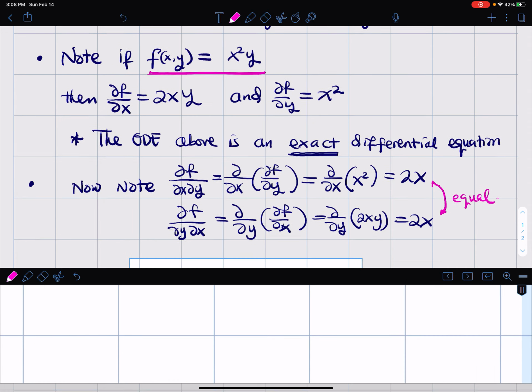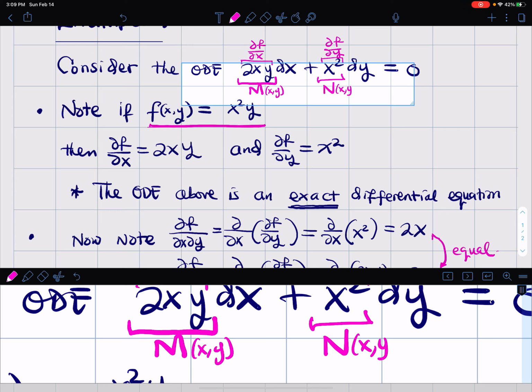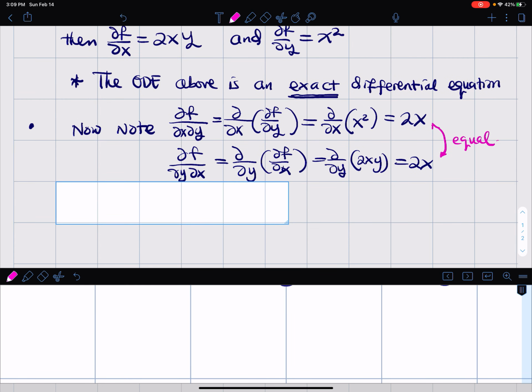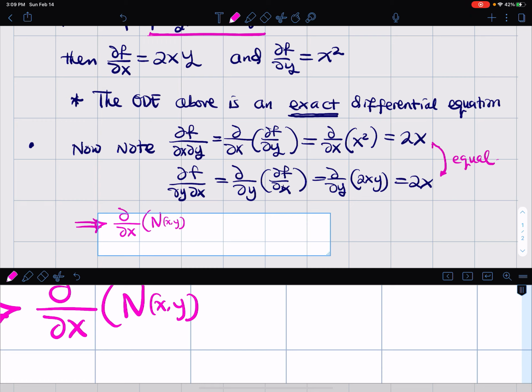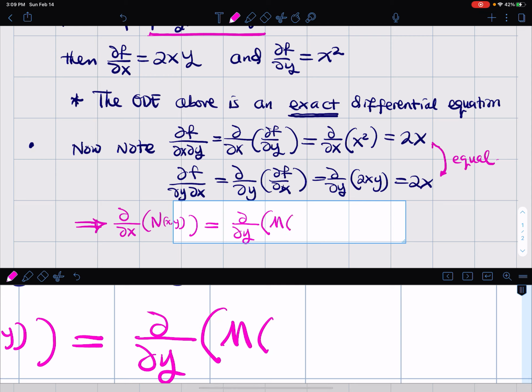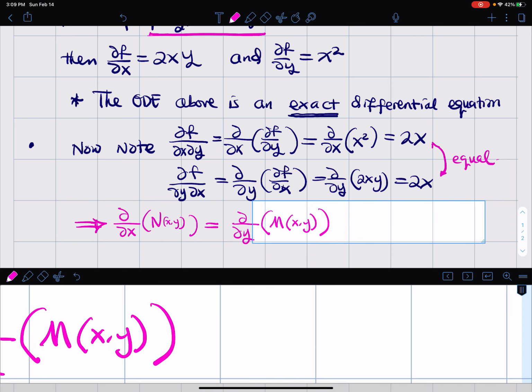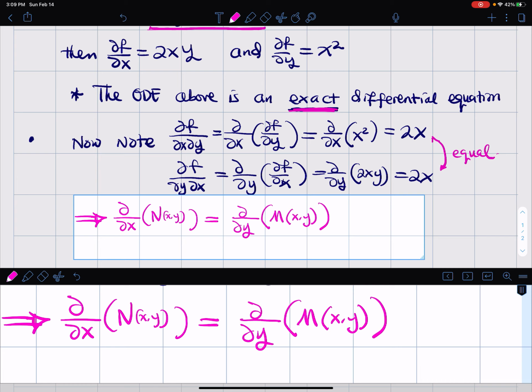Right? These two are equal. So let's see what we just did. Let me call this M and let me call this N. I'm going to call this M of x,y. Doesn't matter. You can put M of x,y dx plus N of x,y dy. What we just showed is that d/dx of N of x,y is the same thing as d/dy of M of x,y. So this equation is exact and it's exhibiting this property.